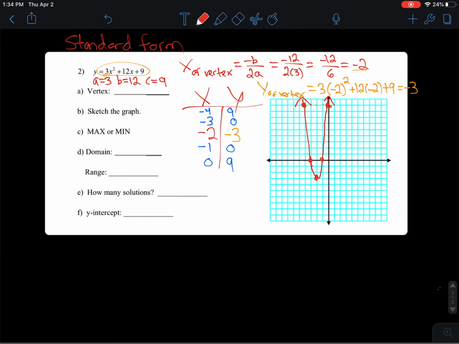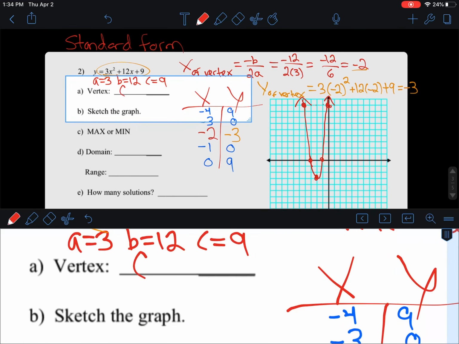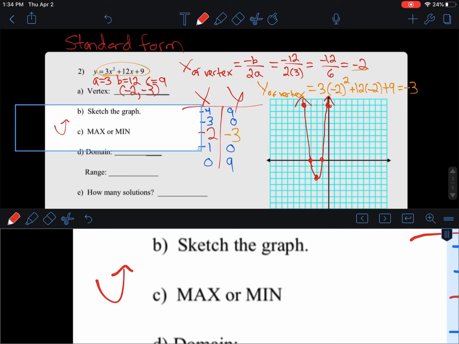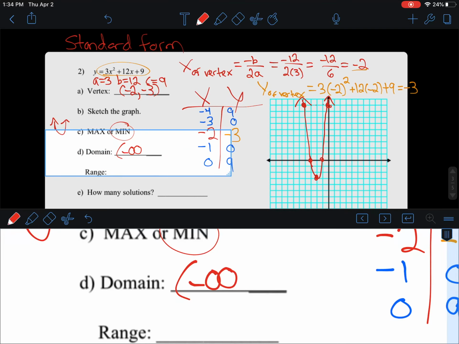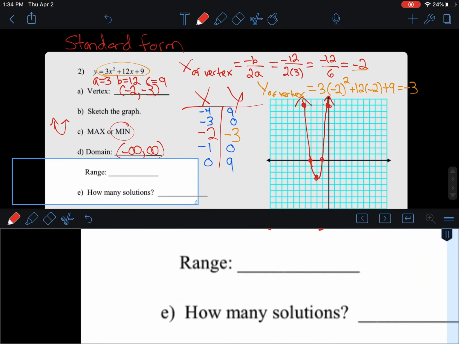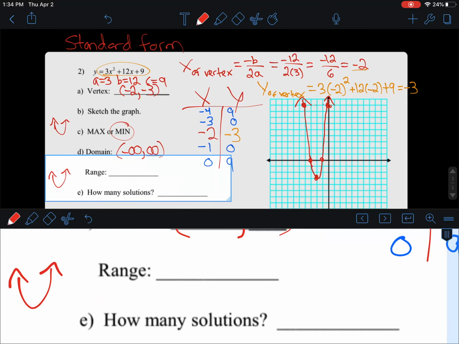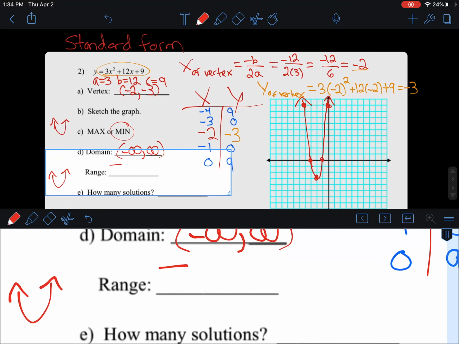Now let's answer the questions. The vertex in this case is going to be negative 2, negative 3. My vertex, since it opens up, is going to be a min in this example. My domain is always negative infinity to positive infinity. Since it's opening up, my range is going to be my bottom y to infinity. So in this case, it's going to be negative 3 to infinity.